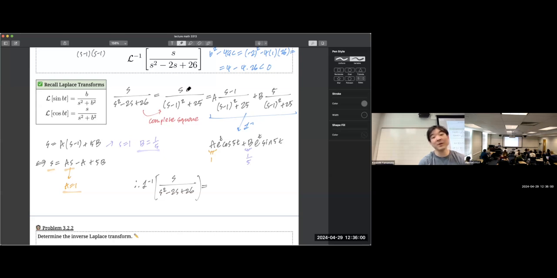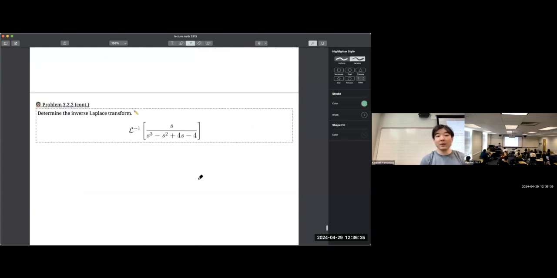So we forced one of them to be s minus 1, the other one to look like sine that's shifted. But the hope is that if we do decompose it like this, then there are A's and B's that will make this equality true. Then it's great because we know the inverse Laplace transform of these fractions. And so it's just going to be e to the t cosine 5t plus 1 over 5 e to the t sine 5t. And that's it for that.